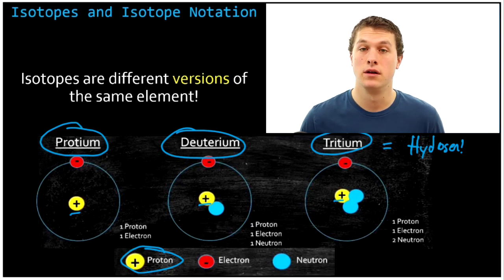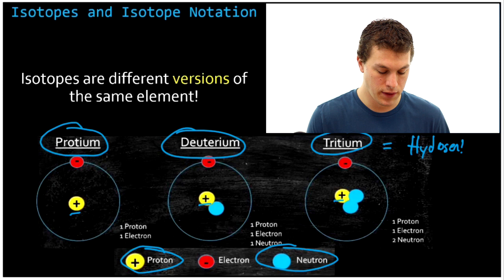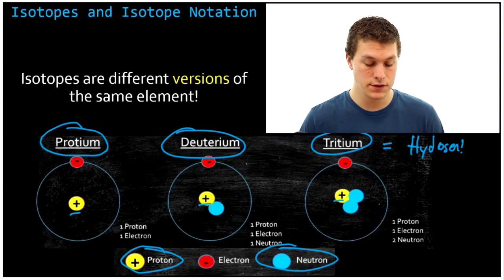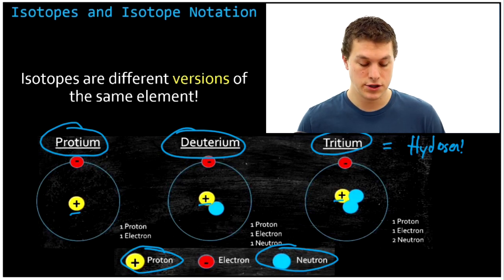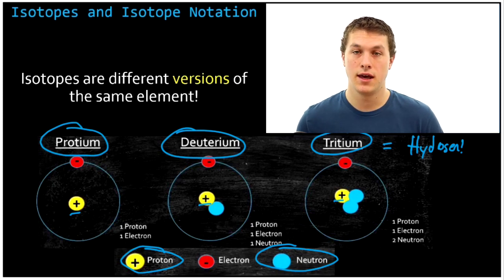Now, what makes them different? The number of neutrons, these blue guys. You'll notice that protium has 0 neutrons, deuterium has 1 neutron, and tritium has 2 neutrons. So we vary the number of neutrons and we get isotopes.